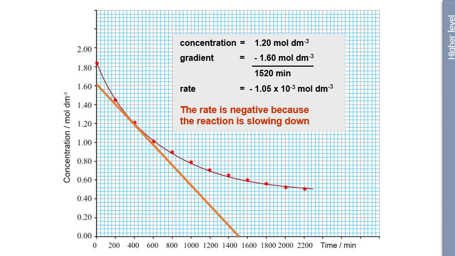With this particular example, we're trying to work out the rate of reaction at 1.2 moles per decimeter cubed. So the gradient will be the change in y over the change in x. We've been given negative 1.6 divided by 1520, and the rate is negative 1.05 times 10 to the minus 3 moles per decimeter cubed per second. The reason why the rate is negative is because the reaction is slowing down, and also because the reactant is B, so we're losing B to form C and D.